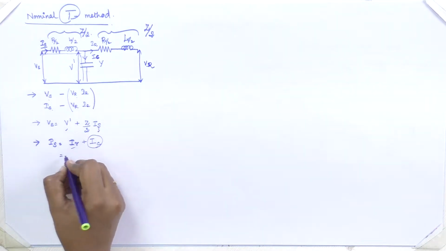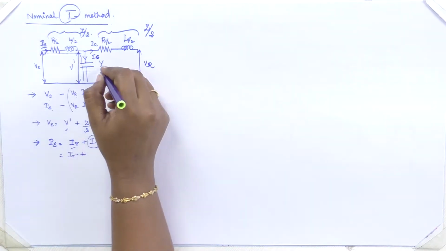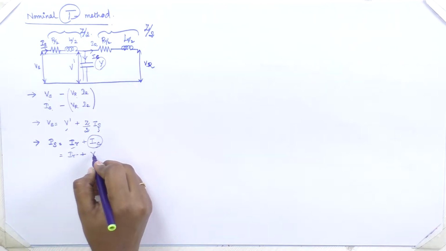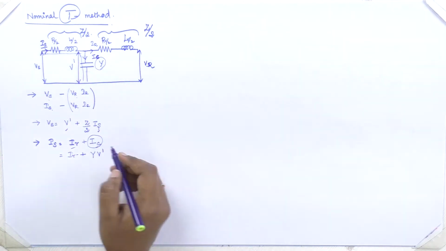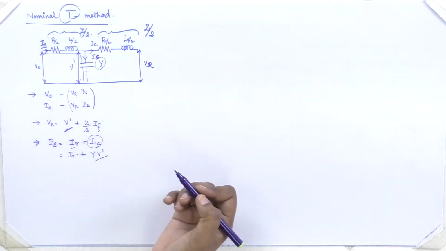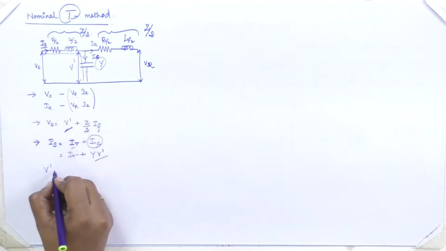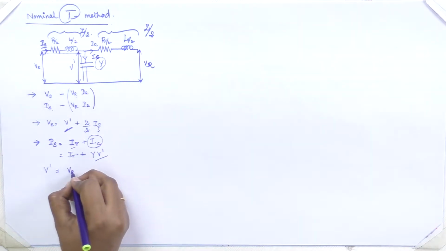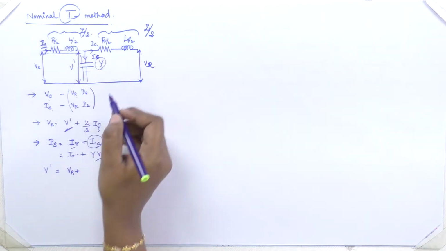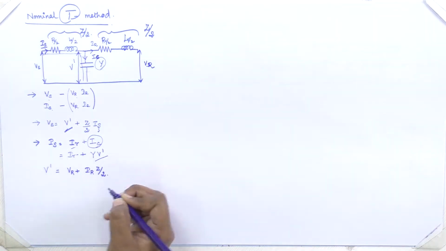To proceed with IC, IR plus IC in terms of shunt admittance, so Y into the particular voltage V dash. So I am having V dash here and also V dash here. So I want to find what is V dash to substitute in both equations. So V dash is equal to VR plus, what is the current here? It is IR into Z by 2.